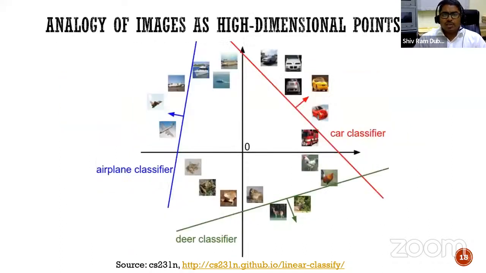And here is the visualization of these classifiers. Suppose you have a classifier for the airplane category. In feature space, it will try to have all the samples of airplane on one side and samples of all other categories on the other side. Similarly for other categories also, like car or deer or any other category.